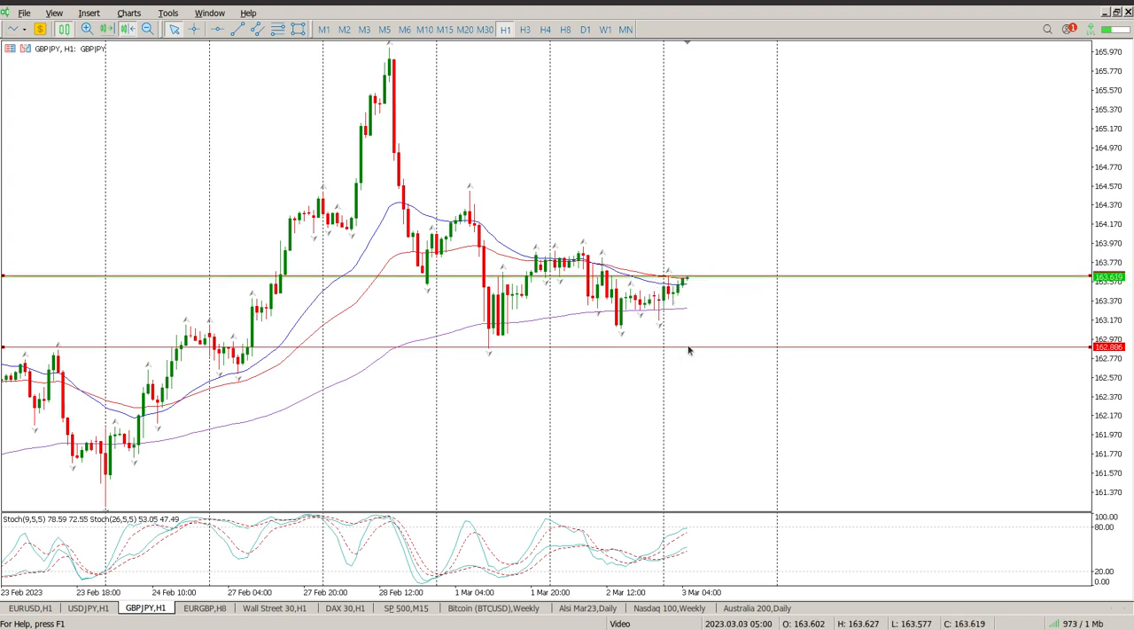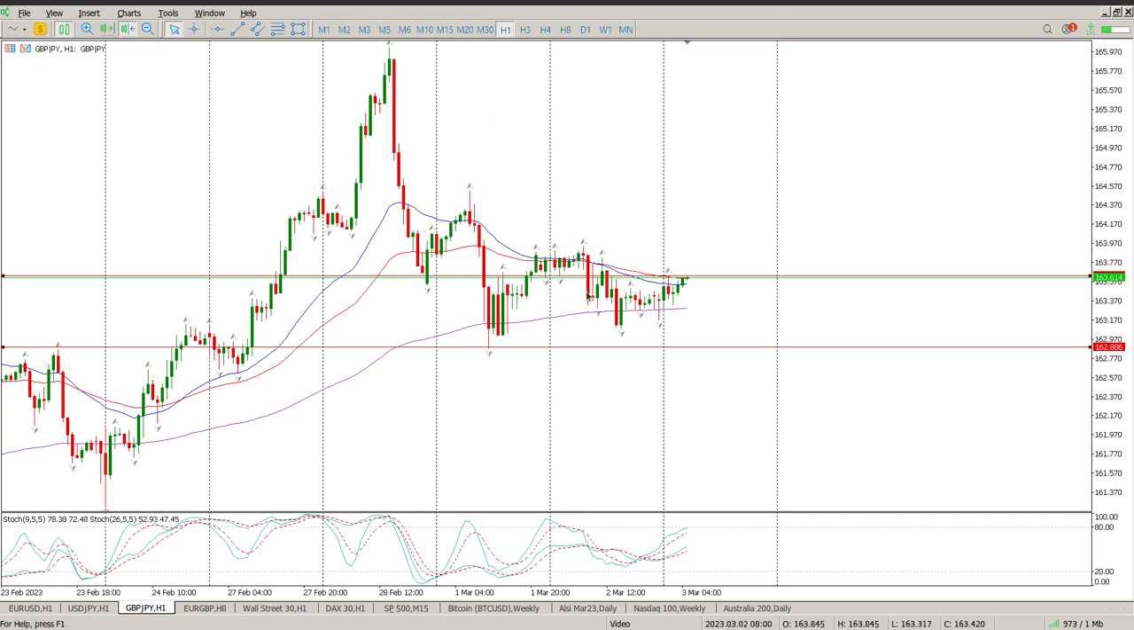So a move below 162.886 is basically going to be bearish. So then you would expect us to move down. And a move above 163.633, I'd want a move and a retest before I jump into that. That's going to indicate a potential move to the upside. Just be wary. You'll see the big move up, big move down.